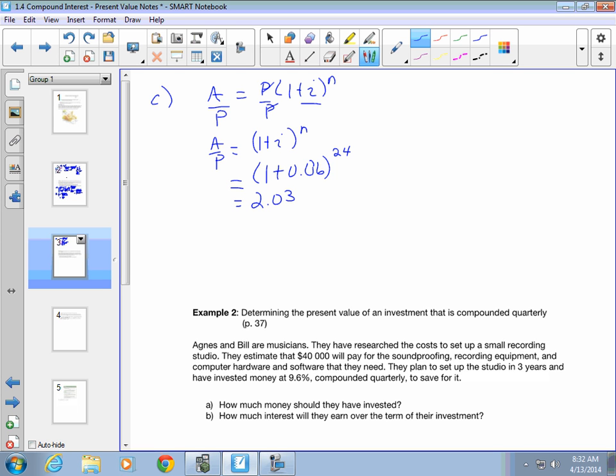Oh, and I goofed up right here. Remember, as soon as you're compounded anything but annually, you have to divide your interest by your number of payments. So that should be 0.03, because it would be 0.06 compounded annually, so that's twice.